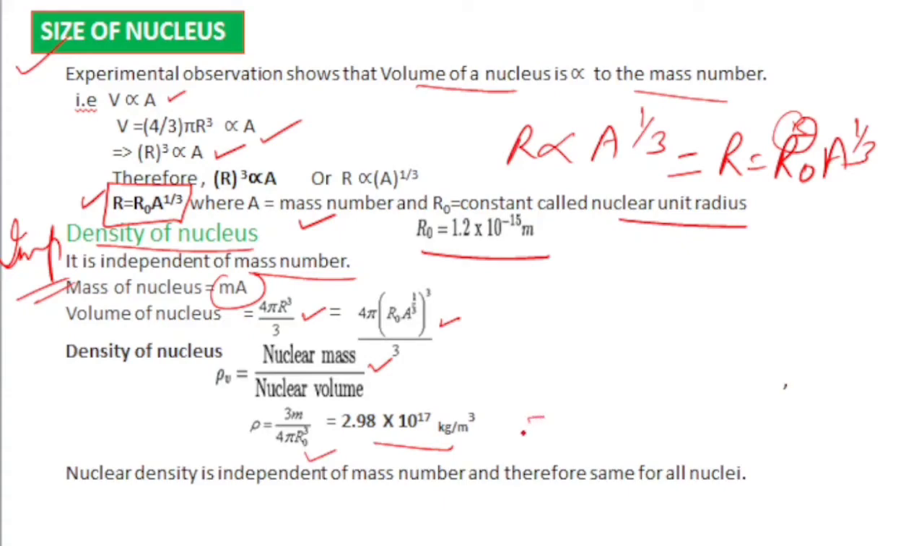Density of nucleus is constant. It is independent of mass number. This point is very, very important. It does not depend on mass number, right? Nuclear density is independent of mass number. Therefore, it is the same for all nuclei, right? Hope it's clear to all of you.